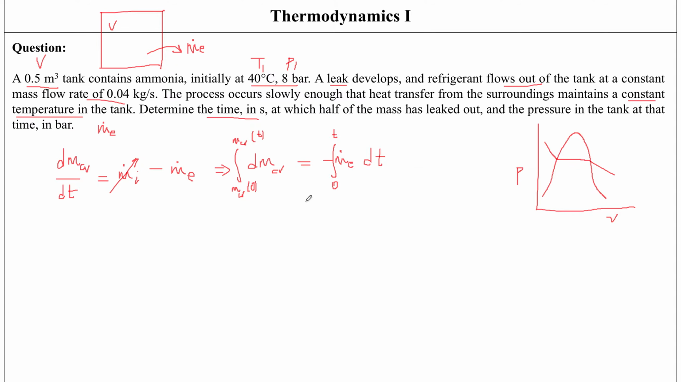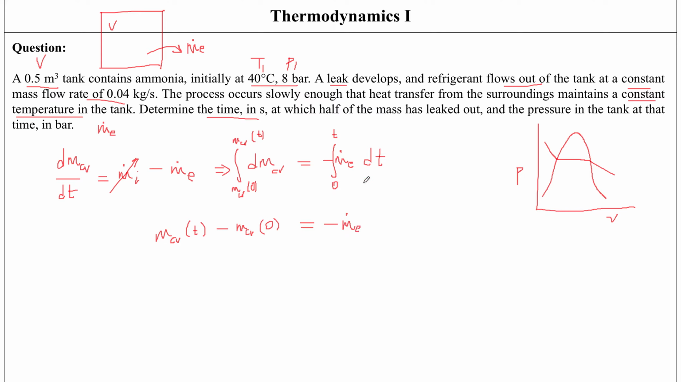And now we can just apply this integral on both sides, and if I apply it on this side, I simplify this integral. I just have to put these limits in, and it's going to be the mass of the control volume at time t minus the mass of the control volume at time 0, and that is going to be equal to minus, because m dot E is constant, it's a constant mass flow rate, so I can just move this out.